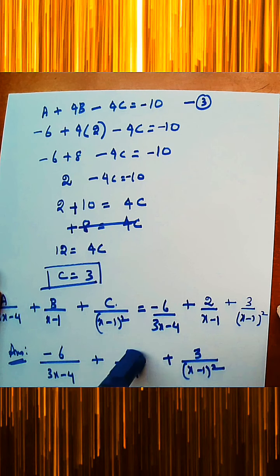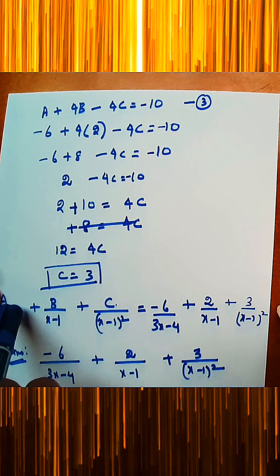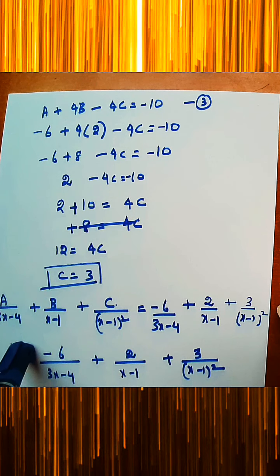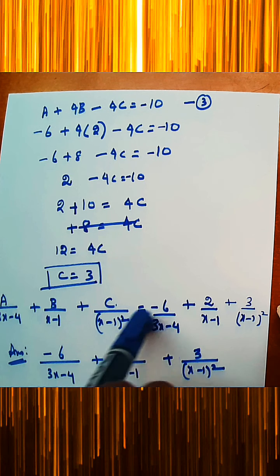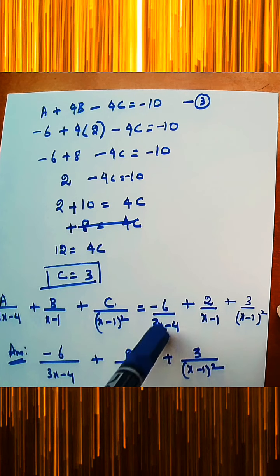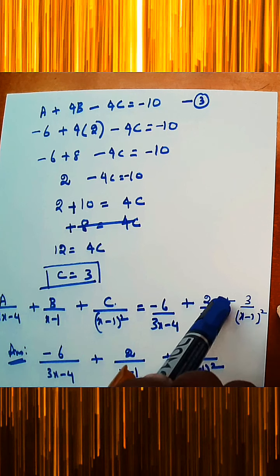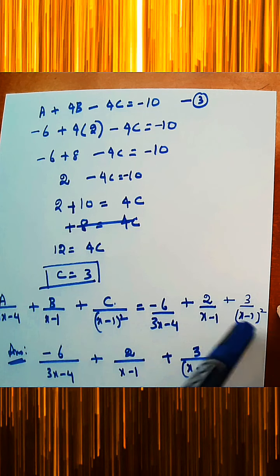So finally we are substituting in the partial fraction a by 3x minus 4 plus b by x minus 1 plus c by x minus 1 the whole square. Minus a is minus 6 by 3x minus 4 plus b is 2 by x minus 1 plus c is 3 by x minus 1 the whole square. This is the answer. Okay, students, so today we discussed the problem based on repeated linear factors.